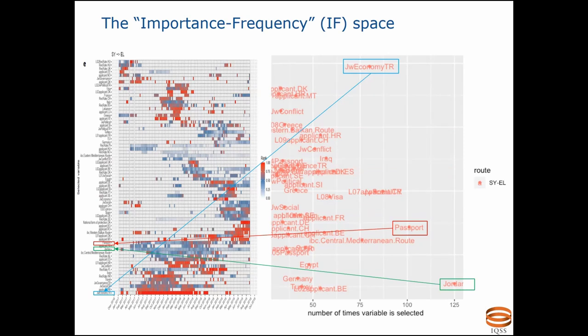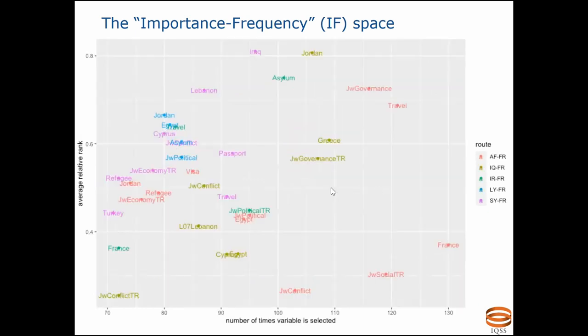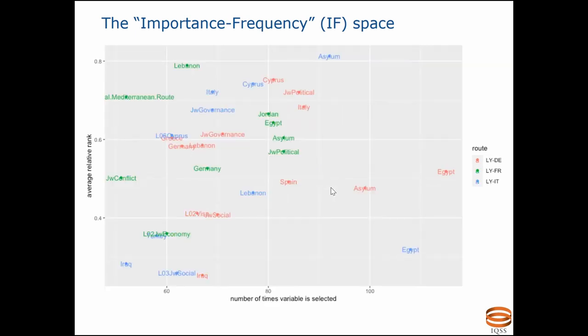So this is the path from Syria to Greece, and you see the most important variable, which is very often selected, is the situation of the economy in Turkey. Meaning that you can capture the impact of the counter of transit or the counter of crossing for this particular route. It's a way to understand how it works. And then you can use this also.